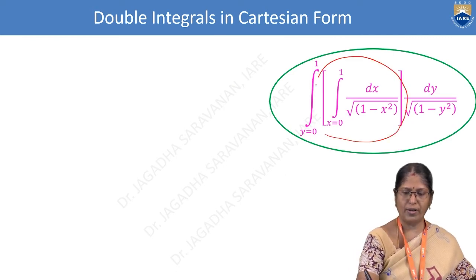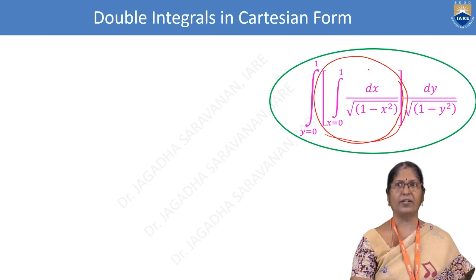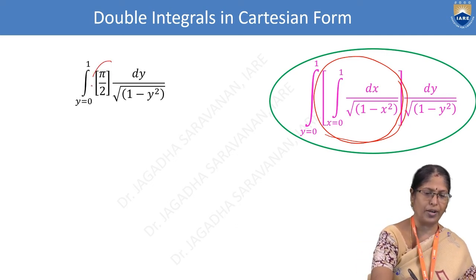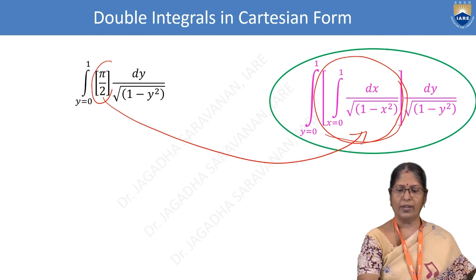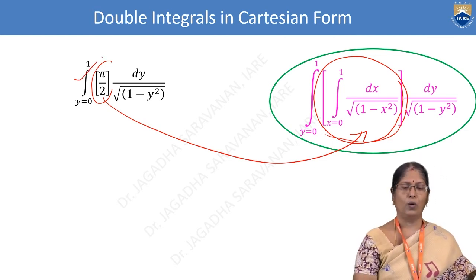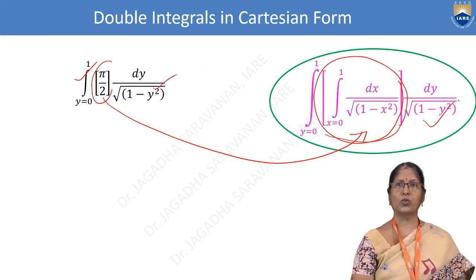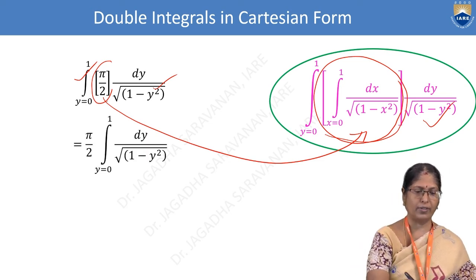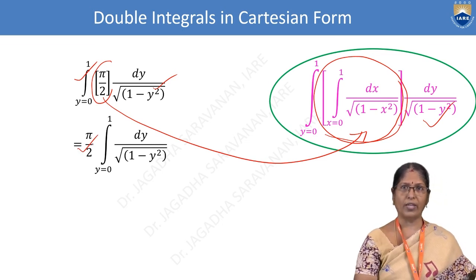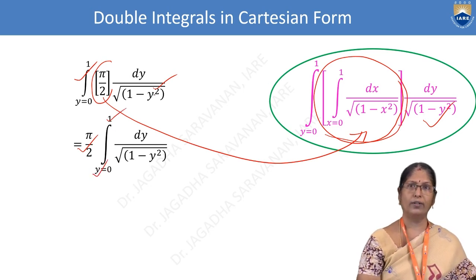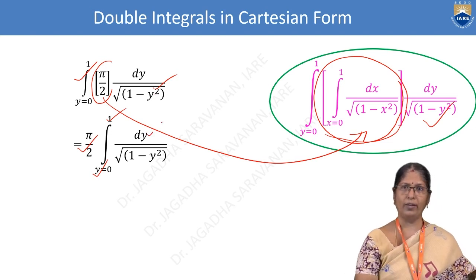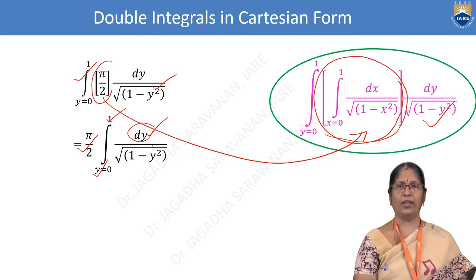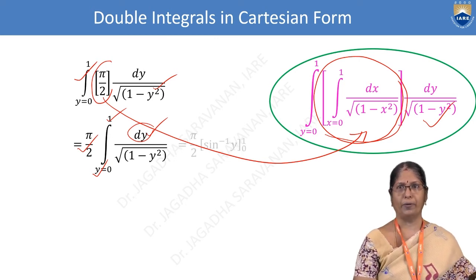So this is our question. We completed the interior integration and got the value pi by 2. That pi by 2 is substituted here. The leftover is the integral with y from 0 to 1, dy by square root of 1 minus y square. Just as we have written in the next step, pi by 2 is written before the integral. The integral limits vary from 0 to 1, and we will do the integration with respect to y, dy divided by square root of 1 minus y square.